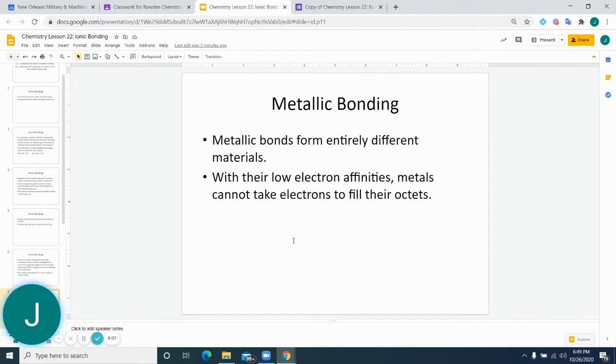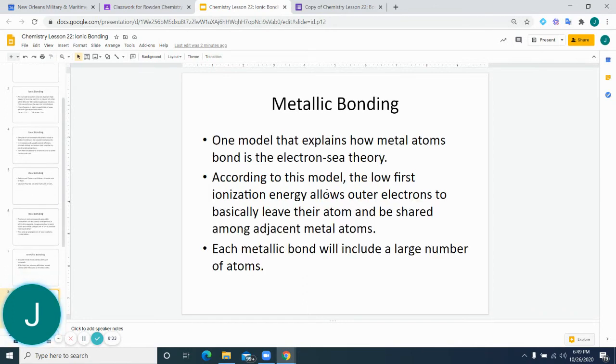Okay, now metallic bonds, we're not going to have to do a formula unit or any type of a Lewis structure, because with metallic bonds, something completely different happens. They all have low electron affinities. So what will happen is metals, they're not going to be fighting over electrons the same way that you're going to get in a covalent bond with the nonmetals. So what happens is they're not going to be taking electrons to fill their octets.